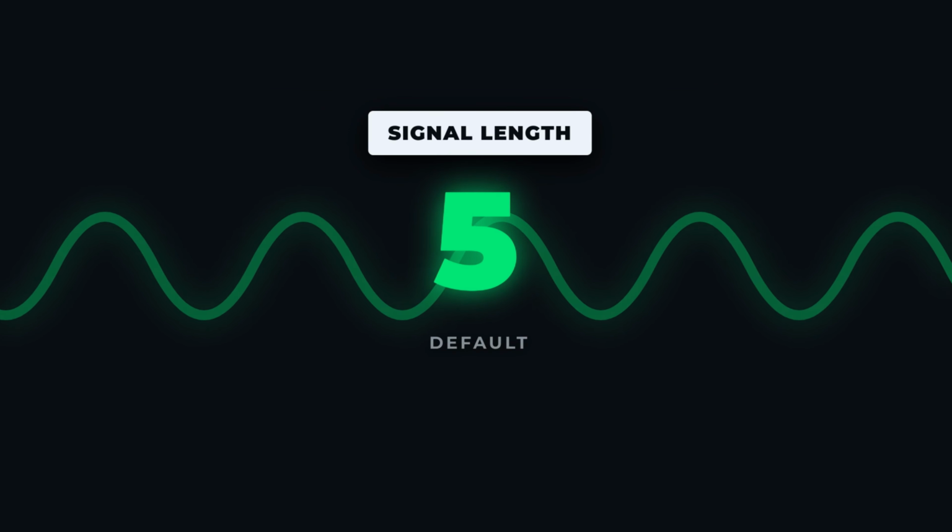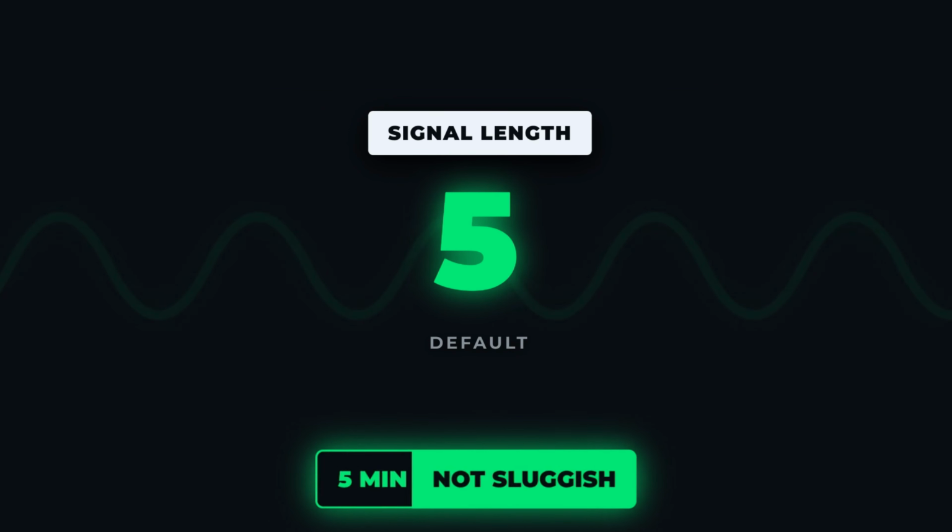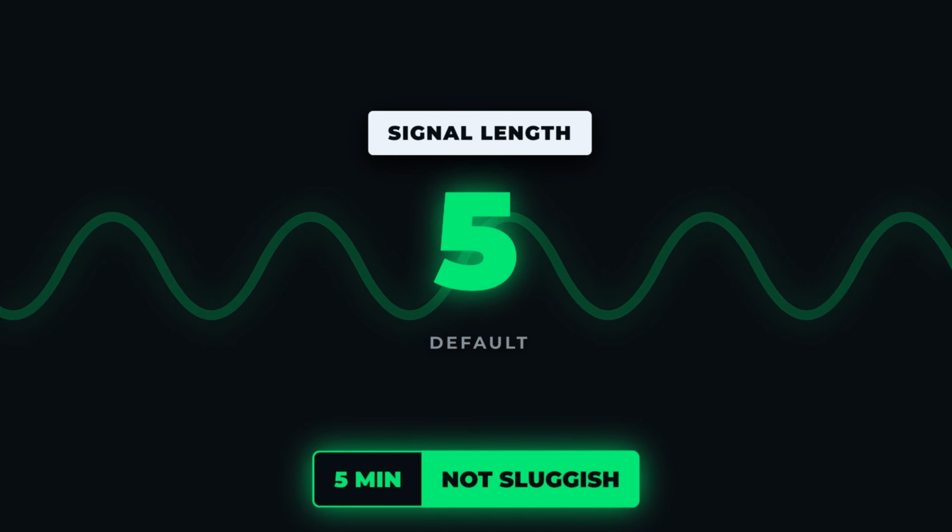That signal length is going to be moved up to 5, the default, giving you guys a touch more smoothing than the 5-minute without actually turning sluggish, which is exactly what you guys do not want to have happen here.